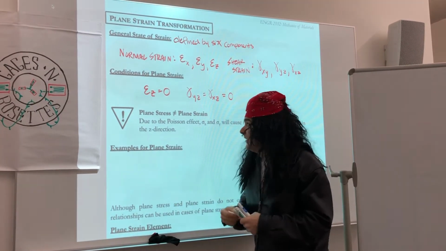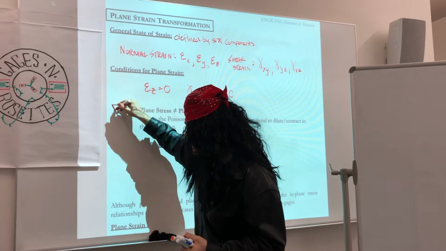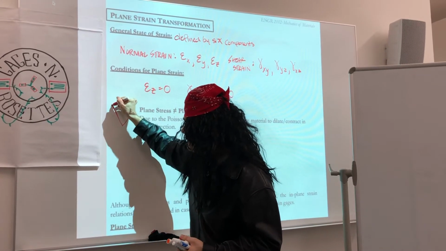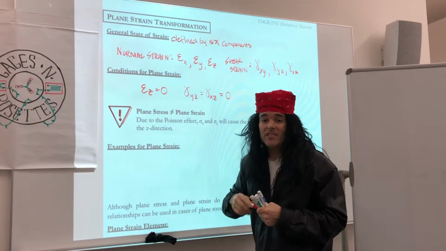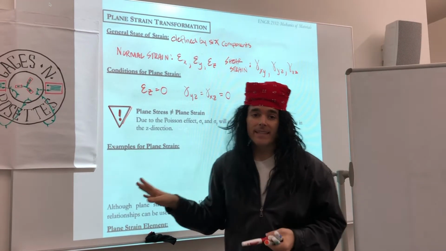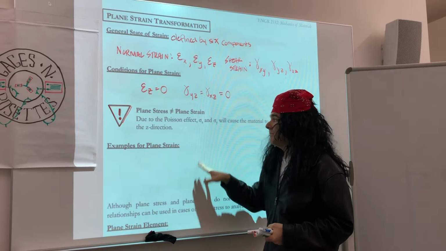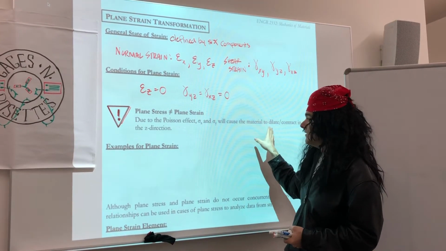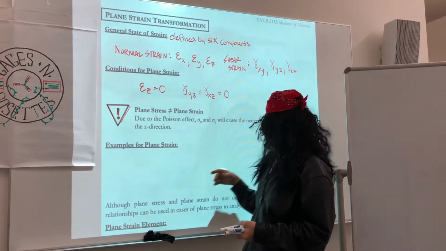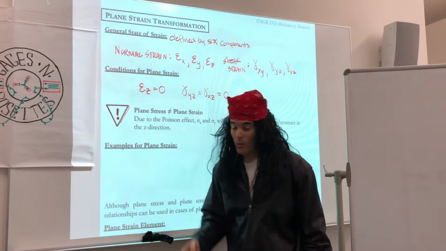I want to warn you, and you can go ahead and box this in, highlight it in red, whatever you need to do. Plane stress and plane strain are not the same thing. So, due to the Poisson effect, sigma x and sigma y will cause the material to dilate or contract in the z direction. What does that mean?